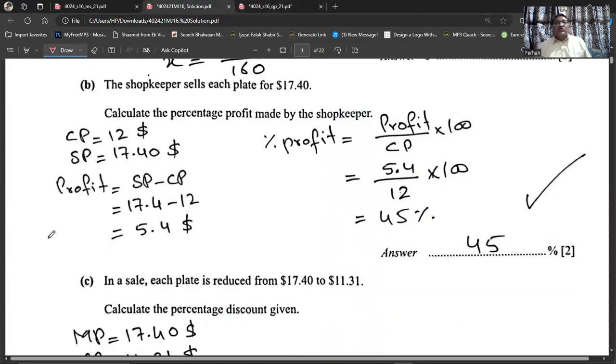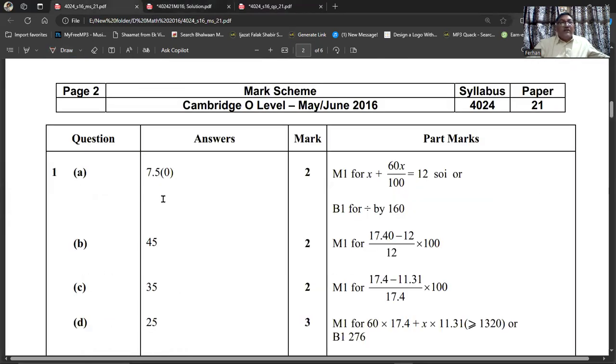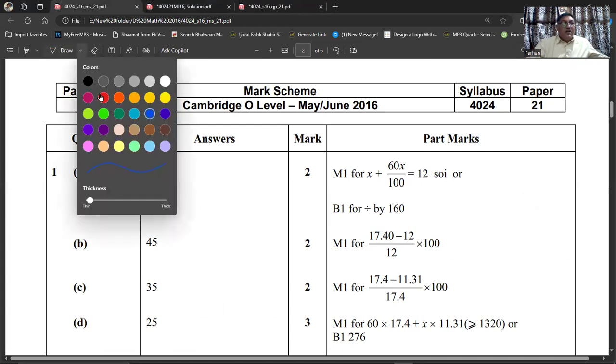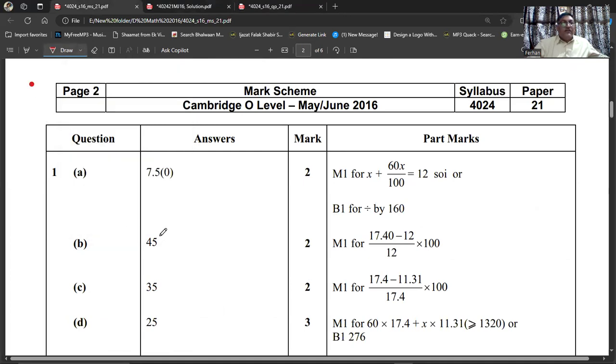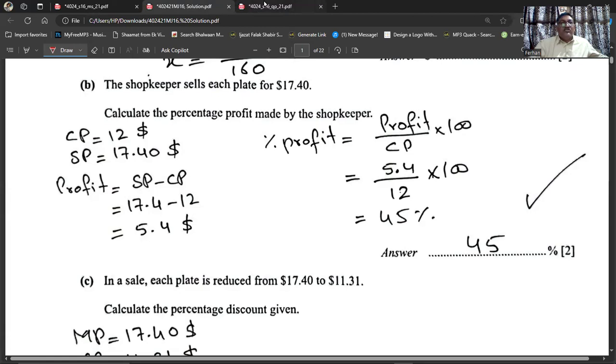Now, on your screen, the solution is showing up. Cost price is $12. The sale price is $17.40. The profit will be sale price minus the cost price, that is 17.4 minus 12, that is $5.4. Percent profit is profit divided by the cost price multiplied by 100. So it will be 5.4 divided by 12 multiplied by 100, that is 45%. So he made a profit of 45%. This is the right answer. This is how this is done.